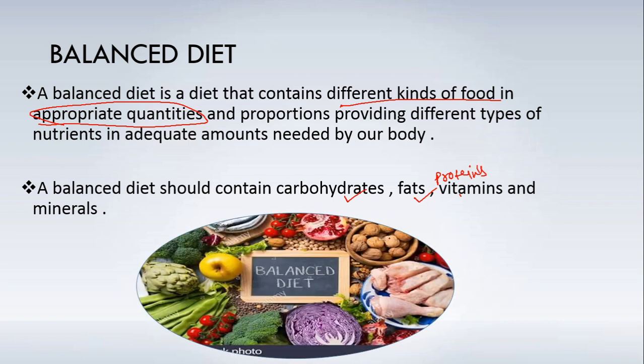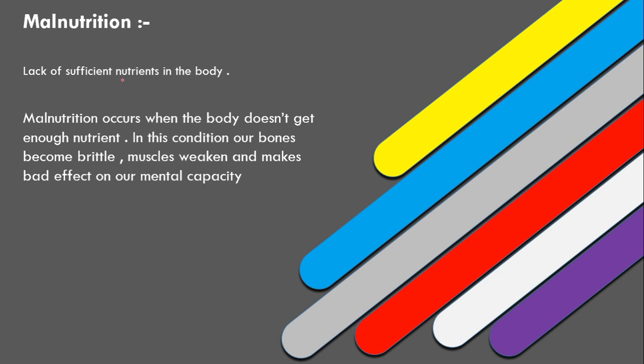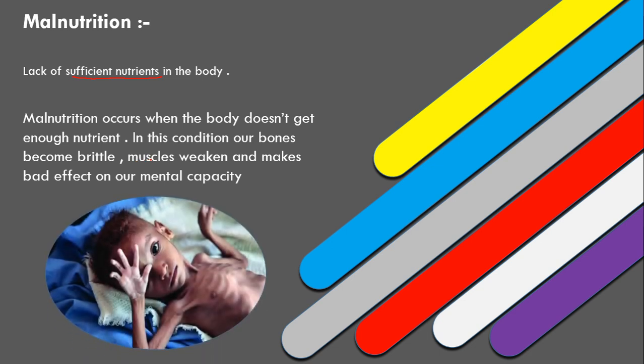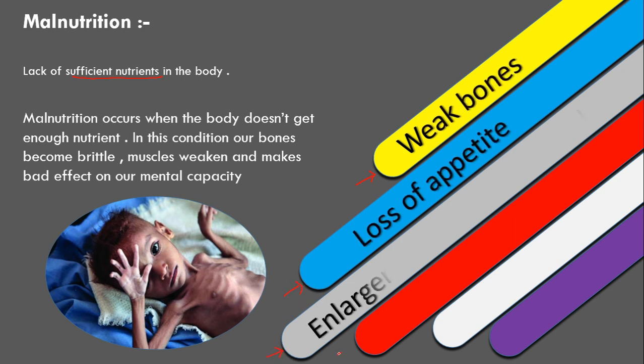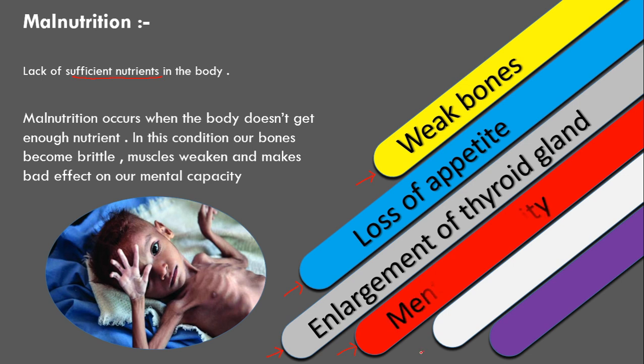And now the next is malnutrition. Malnutrition occurs when the body doesn't get enough nutrients. In this condition, bones become brittle, muscles weaken, and it has a bad effect on mental capacity. And the symptoms of malnutrition are weak bones, loss of appetite, enlargement of thyroid gland, mental disability, muscle weakness, and nausea.